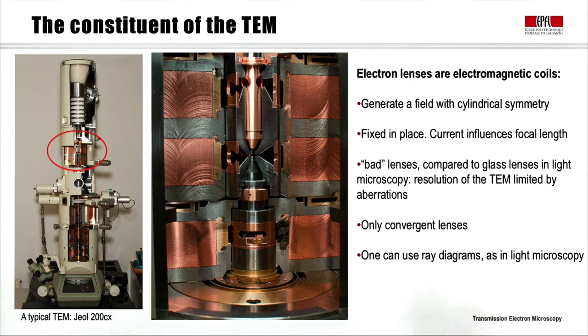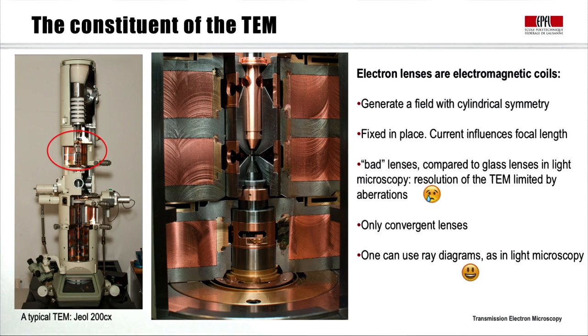Also, if you stick to lenses with cylindrical symmetry, as is usually the case in a transmission electron microscope, then you only get convergent lenses. And last, because the electron lens has the same focusing property on electrons that a glass lens has on light, you can make use of ray diagrams to understand your microscope as you do in light microscopy.